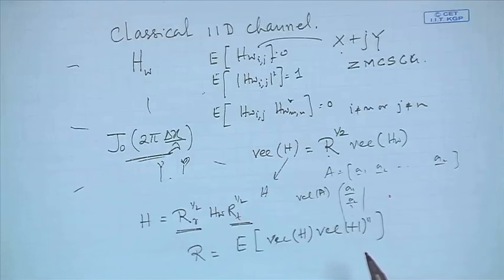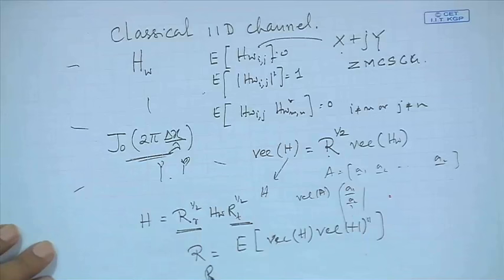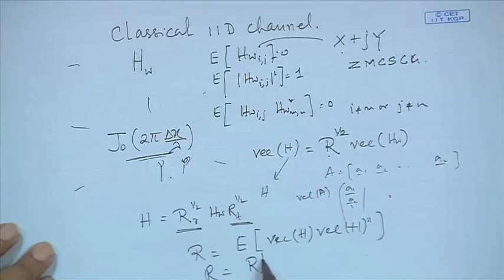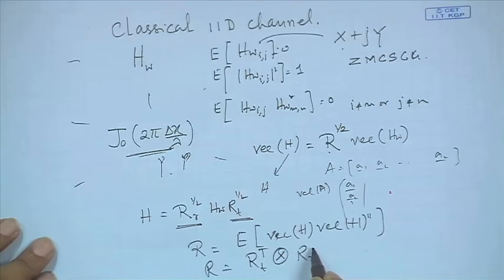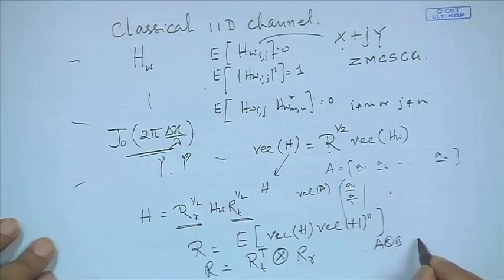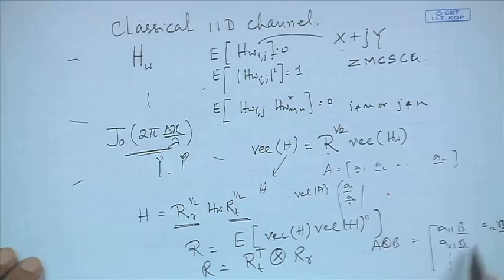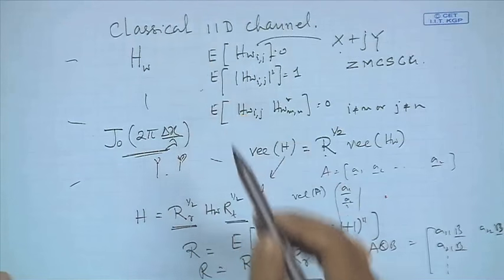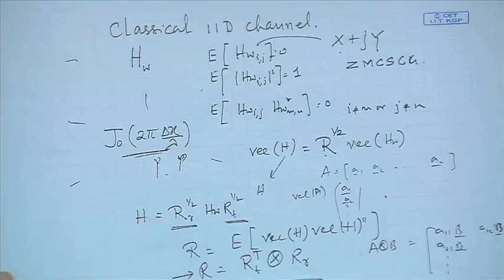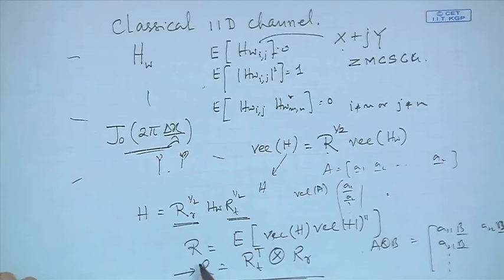This is how you would get it, and you could also get back R from R_T and R_R as R_T transpose Kronecker product R_R, where we said the Kronecker product A Kronecker B would be given by A11 times the matrix B, A12 times the matrix B, A21 times the matrix B, and so on. So this is how the Kronecker product is, and you could relate the covariance matrix. So you start off with the classical IID, and using this covariance matrix, you can generate H, which is of interest.